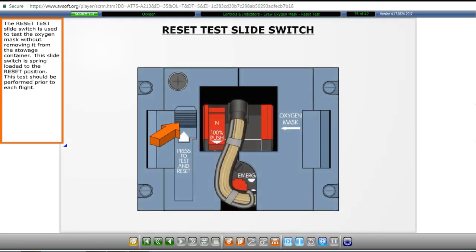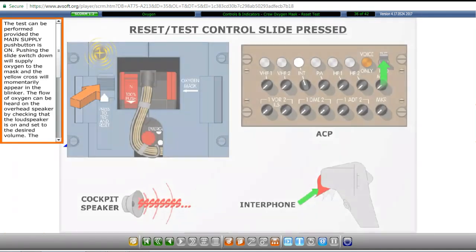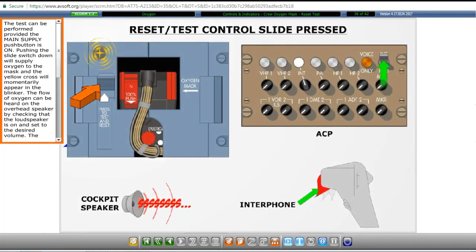The reset test slide switch is used to test the oxygen mask without removing it from the stowage container. This slide switch is spring-loaded to the reset position. This test should be performed prior to each flight. The test can be performed provided the main supply push button is on.